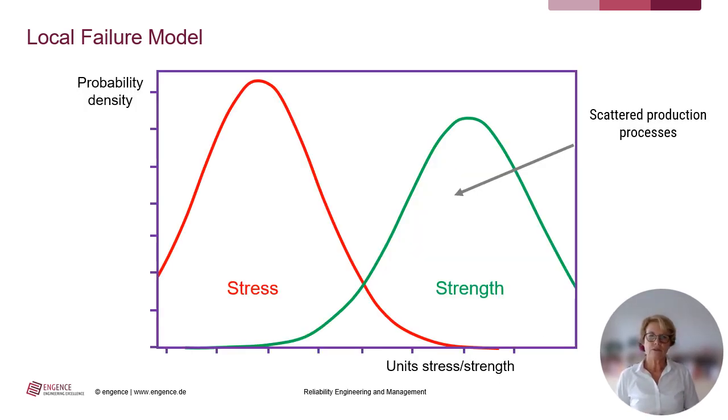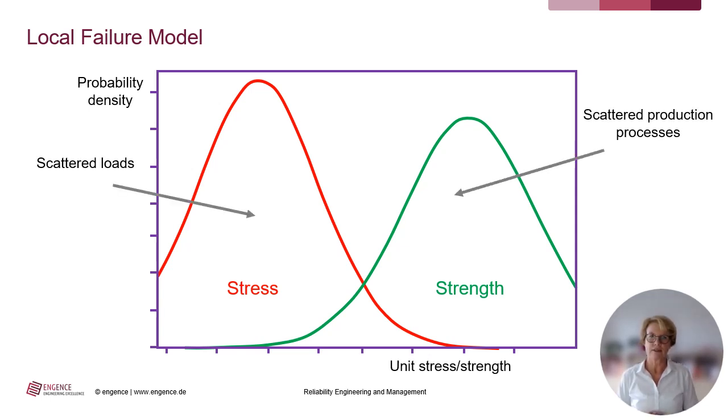Now we need to look at this statistically. As a manufacturer, we produce and assemble lots of parts, sometimes millions of parts. The properties of the parts are subject to fluctuations, which are mainly caused by scattering production processes. Stress acts on components, influencing their performance and durability.